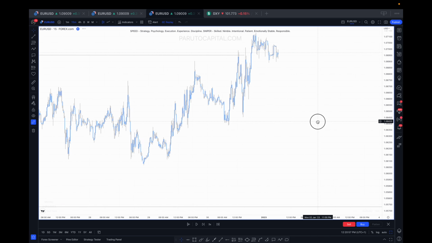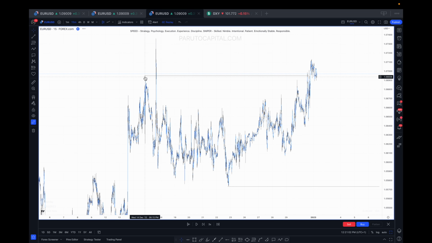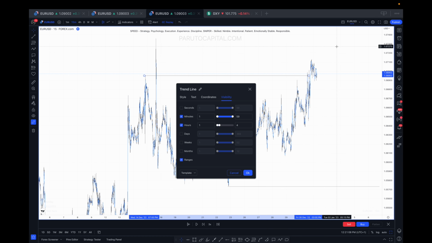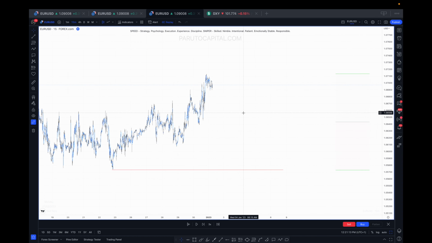Okay, so in the 15 minutes, if we just zoom this, we can see here that this was our big breaker structure on the 4R, right? As you can see that. So I can decide to hide that from the 15 minutes. So I can draw my 15 minute structure.